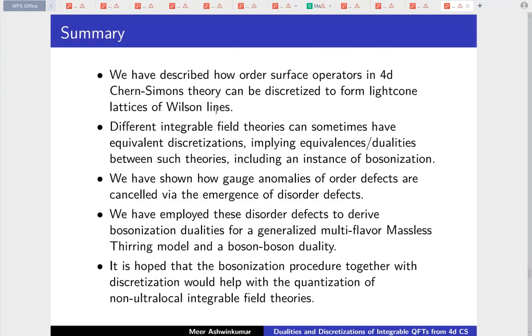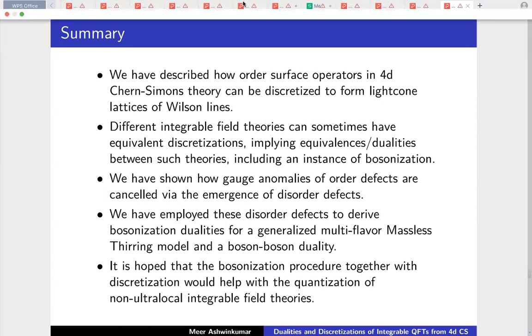So we have described how order surface defects in 4D Chern-Simons theory can be discretized to form light cone lattices of Wilson lines. And different integrable field theories can sometimes have equivalent discretizations. This means that they are dual to each other, and this includes instances of bosonization. And we have also shown, following the results of Costello and Yamazaki, how gauge anomalies of order defects are cancelled via the emergence of disorder defects.